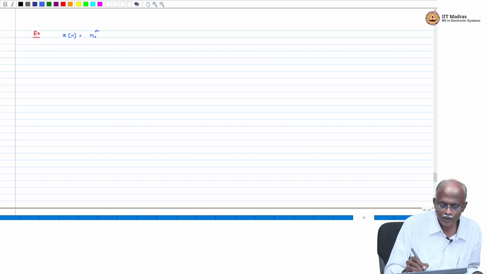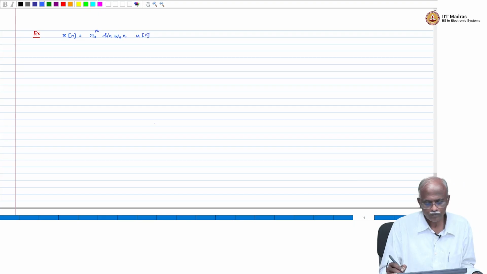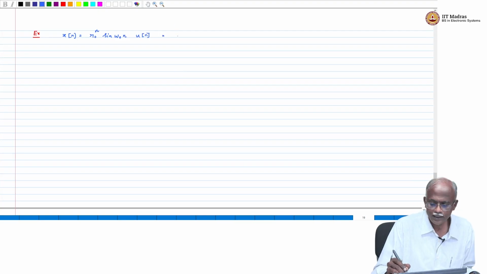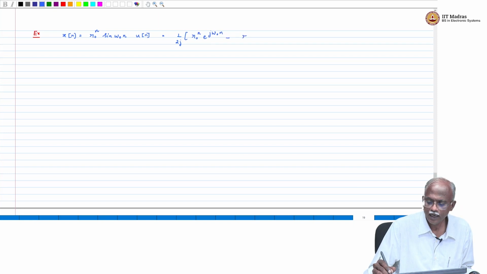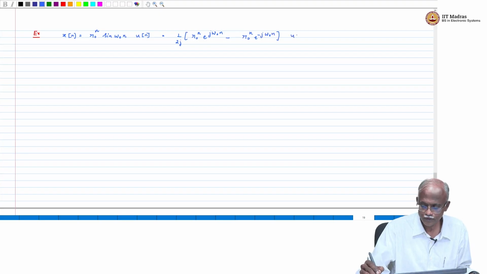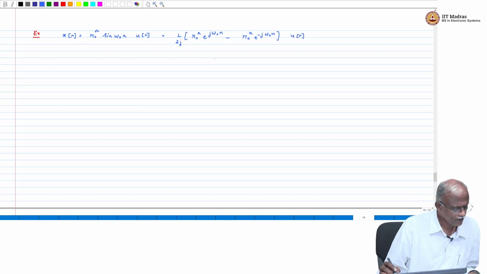R naught raised to the power n sine omega naught n u of n. We are asked to compute the Z transform. Okay, so we write this as 1 by 2j, R naught raised to the power n e power j omega naught n minus R naught power n e power minus j omega naught n, times u of n. Okay, this is the expression that we have.